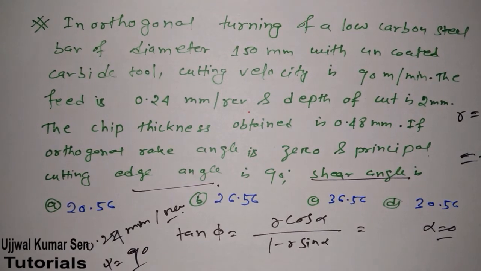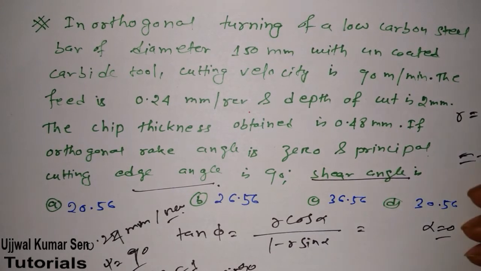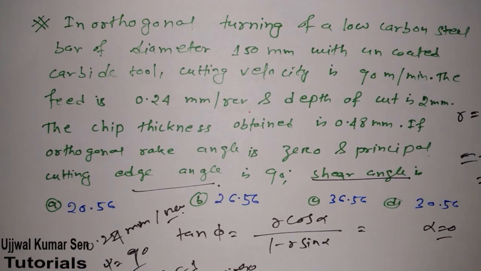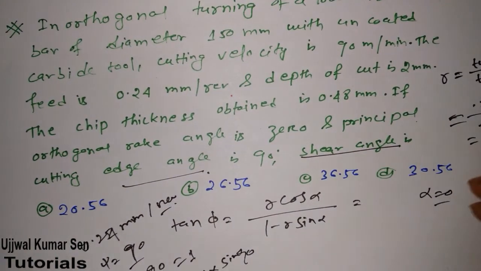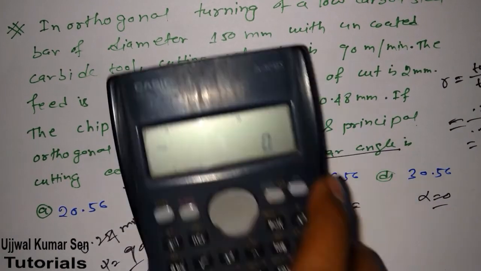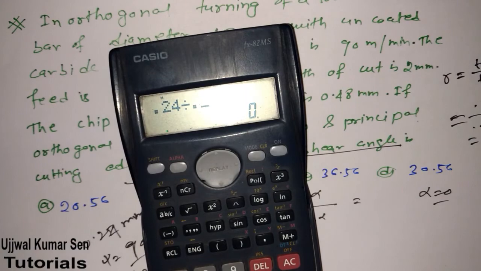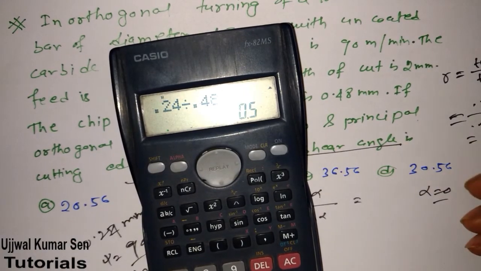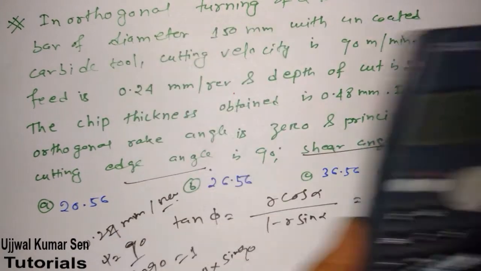If psi is 90, that means sin 90 is equal to 1. So the uncut thickness is 0.2 into sin 90, which is 0.2 only. So here we have to put 0.2. Then the chip thickness ratio we got is about 0.5, since 0.48 is roughly 0.5.